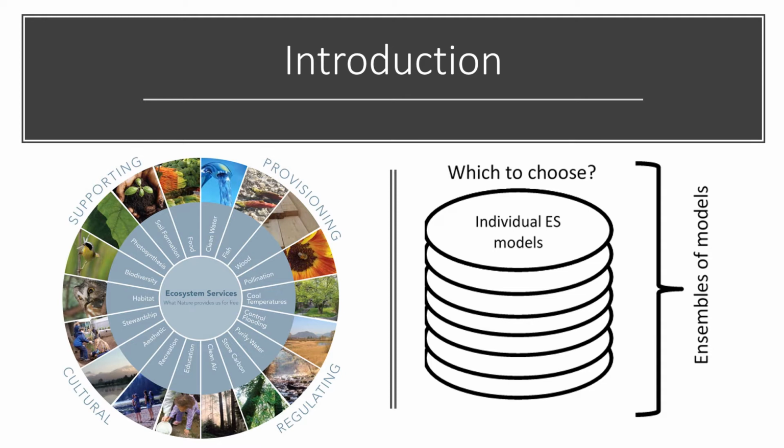Furthermore, once you have selected a model, how can you be sure that the results are not dependent on the model you chose? One solution to this is to use ensembles of models, which basically involves running multiple models and drawing the conclusions from some combination of their outputs. Model ensembles are widely used in other disciplines, however, they have not been widely applied in ecosystem services.